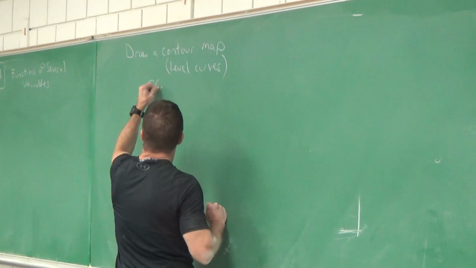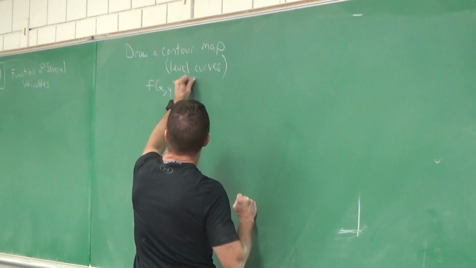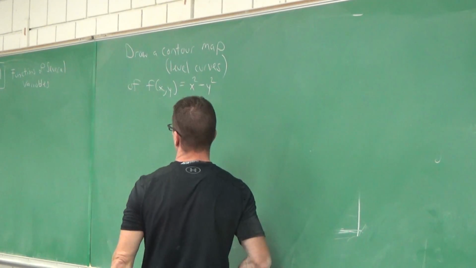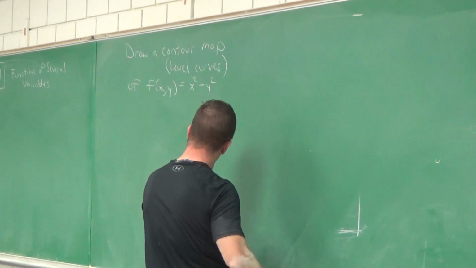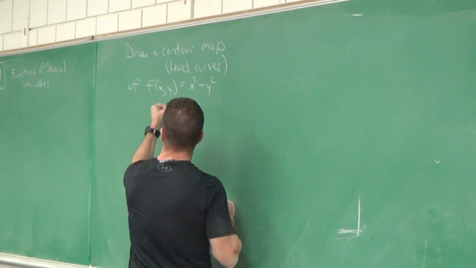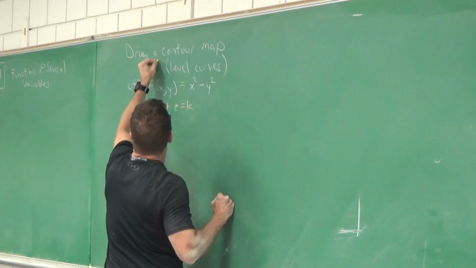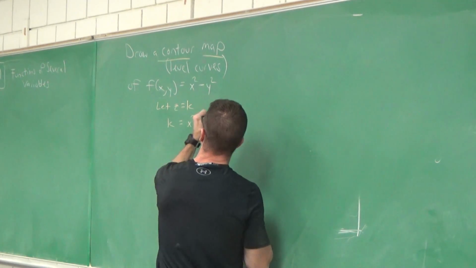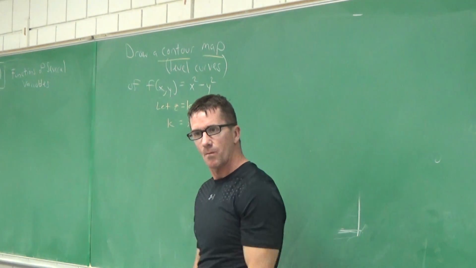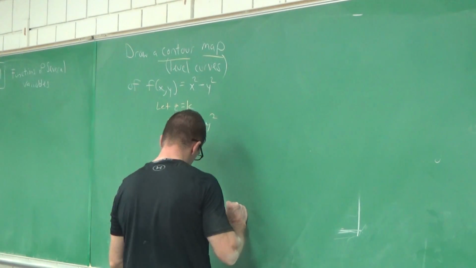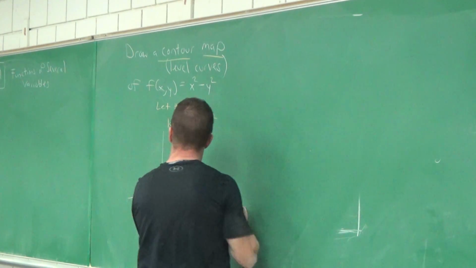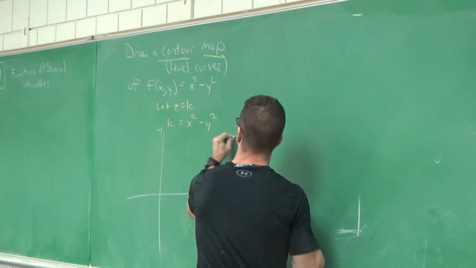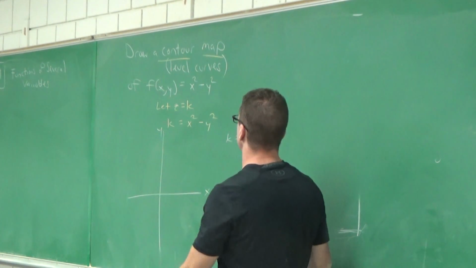Here's the function. You're going to draw a contour map of that function of x and y. So the first step, what do you do? What do you let z equal? Let z equal k. That's how you draw a contour map. That's step 1. Step 2, you pick k values. So I'm just picking k values to make these sketches.